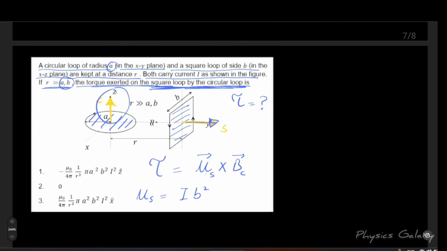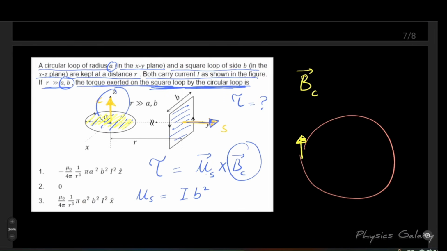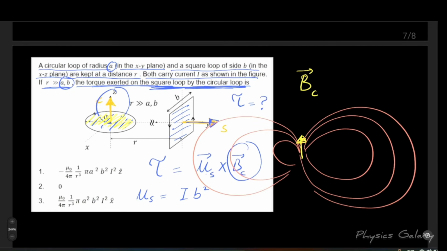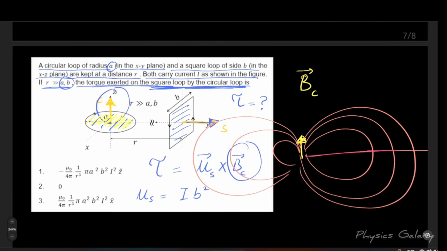And then what do we have to find? The magnetic field, B of C. So this is the magnetic field due to this circular current loop. Because you can see that it's a dipole like this, so let me draw it like this. The magnetic field lines will be like this. And at this line, the magnetic field will be pointing downwards, right?